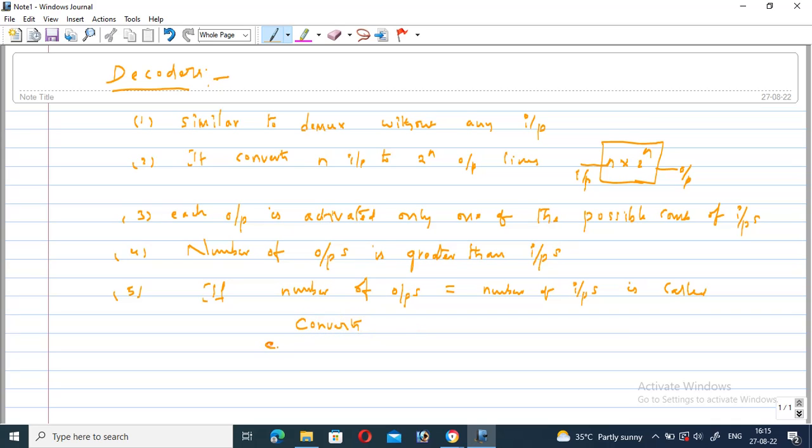Like if you are taking the example of BCD to XS3 and Gray to binary, like this.